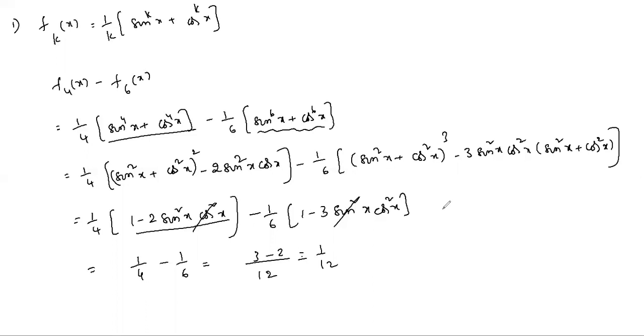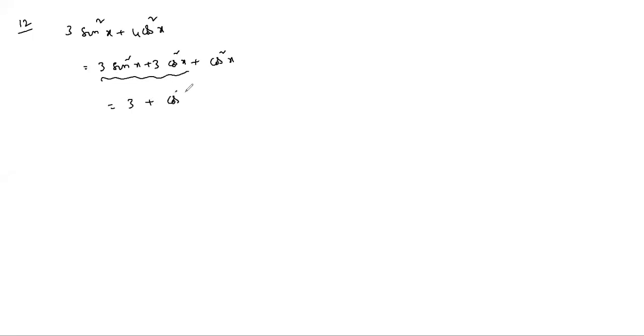Twelfth question, homework problem: 3 sin square x plus 4 cos square x. We have to find the minimum value. You can write this as 3 sin square x plus 3 cos square x plus cos square x. 3 sin square x plus 3 cos square x is 3, so the expression is 3 plus cos square x.